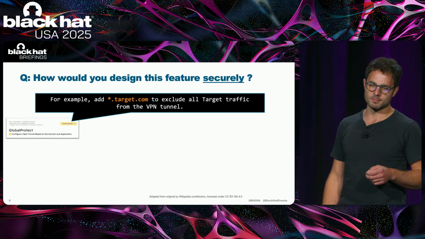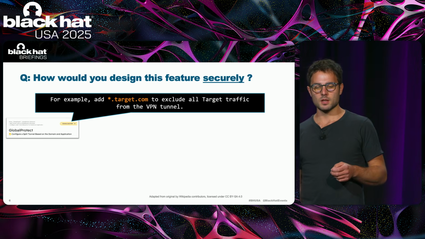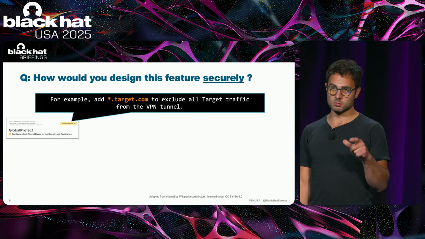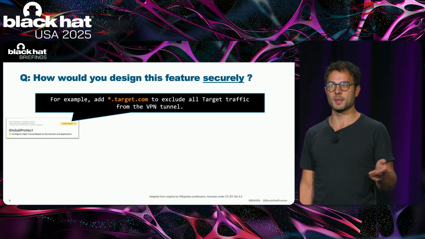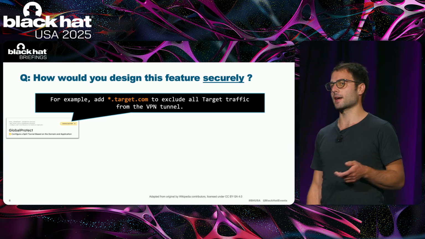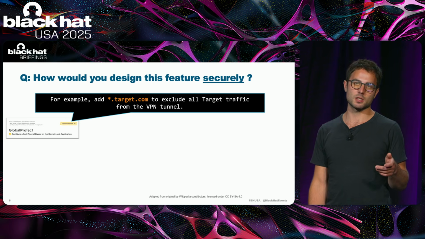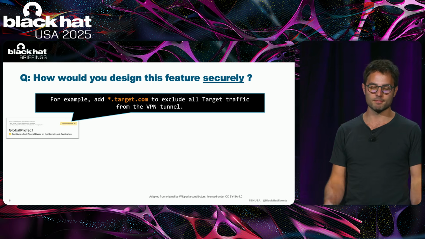But they had this line, and this seemed interesting. So you can add star.target.com to exclude all subdomains, I guess, of target.com from the VPN tunnel. And I want you to take a second and think, if I asked you to design this, how would you design this feature? And how would you do it securely?